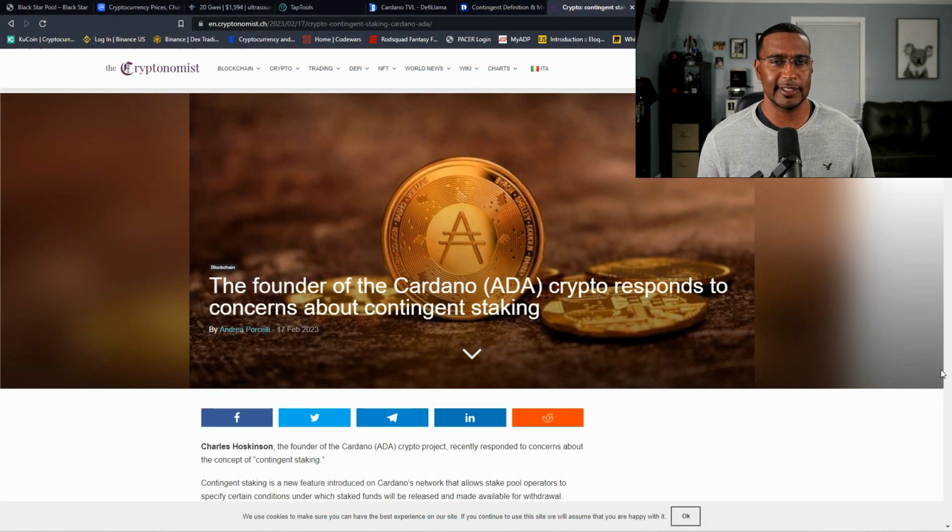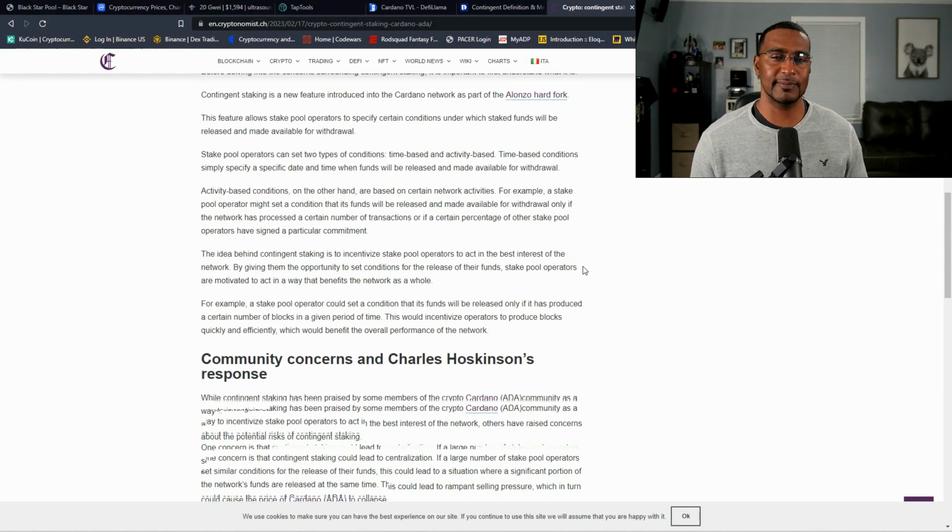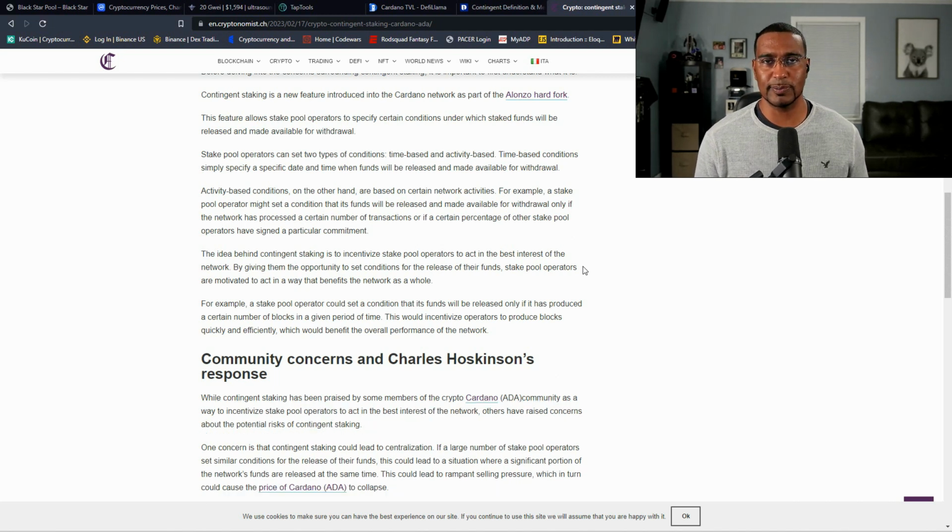In this article, I think the website is Cryptonomist, they go over what contingent staking is, and they give a brief summary of that. It can be contingent on making blocks. It can be contingent on some other various factors that the SPO can delegate or assign. Unless those contingencies are met, that's when the rewards will be paid out. Contingency can also be that the SPO approves every delegator that comes into the pool. A contingency can also be that the SPO says he's going to keep X amount of ADA versus give you X amount of ADA.